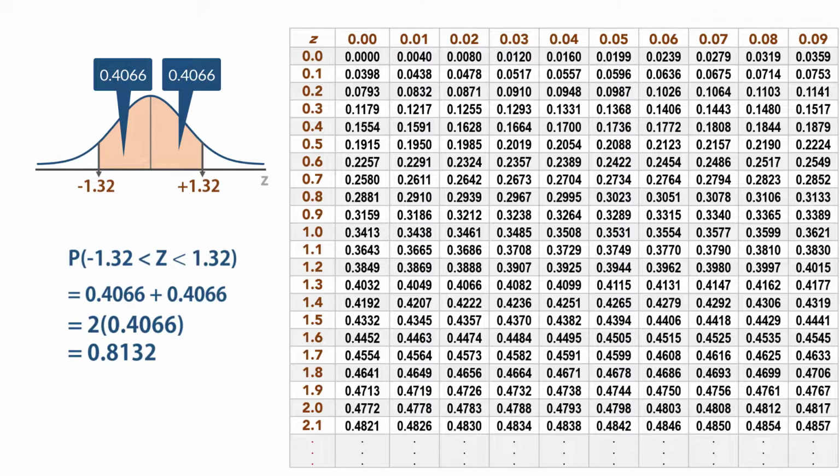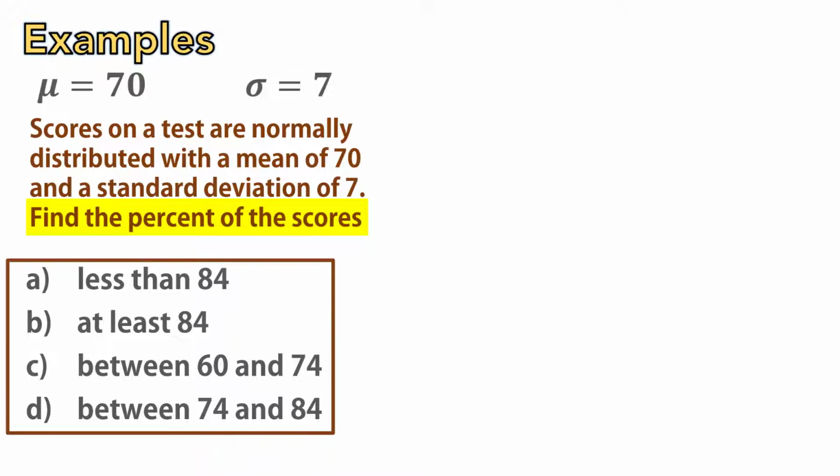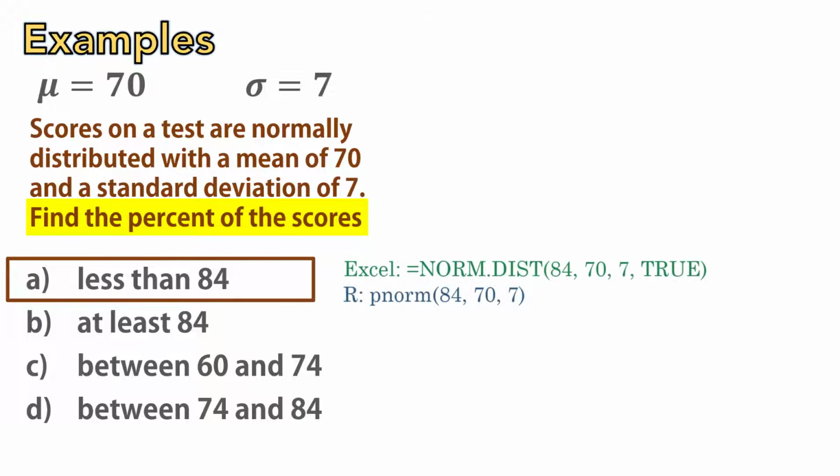Now let's consider further examples. Scores on a test are normally distributed with a mean mu of 70 and a standard deviation sigma of 7. We want to find the probability of obtaining scores in the intervals listed in A to D below. In A, we want the probability that a score x is less than 84.